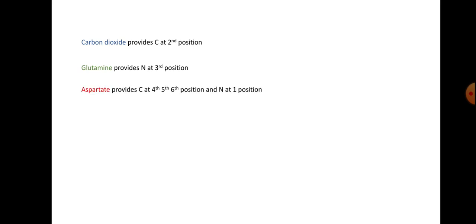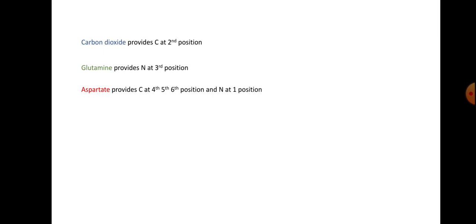So now we'll discuss another point that we wanted to add, which is which base product is providing what to the structure of the pyrimidine ring. So as we said earlier, there are three base substances that will make up the product, which in our case is the pyrimidine 6-membered ring. Carbon dioxide will provide the carbon at the second position.